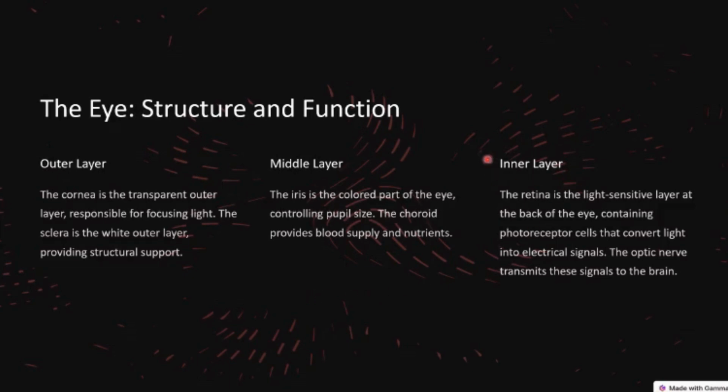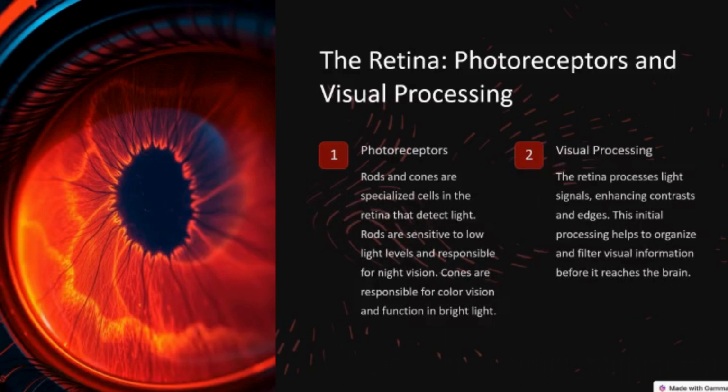Moving further to the inner layer, which has the retina, the light sensitive layer at the back of the eye, where the photoreceptors, rods and cones, are located. The retina contains the photoreceptor cells, which convert the light into electrical signals. Then the optic nerve transmits these signals to the brain and the image is formed.